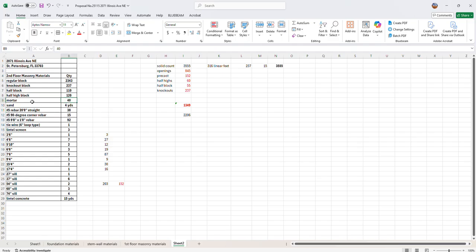For every 10 bags of mortar that you order, 4 yards of sand, and it should work out pretty good. During the rainy season, I change this a little bit because when it rains, it washes out a lot of sand. There's more waste during rainy season. So this is exactly what we should need for the block.